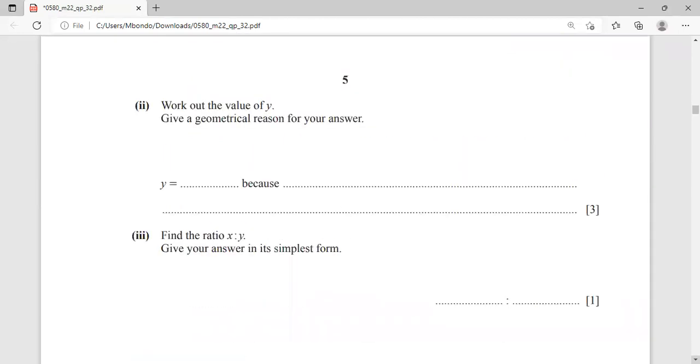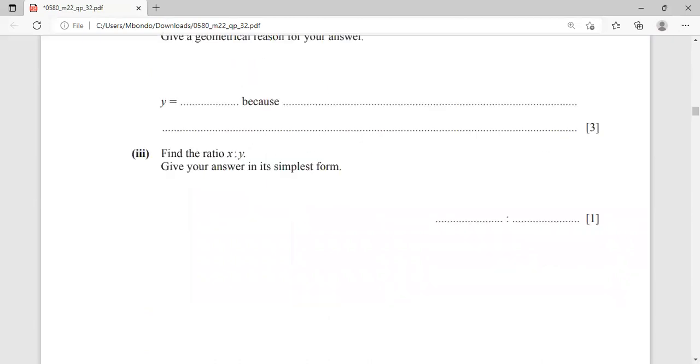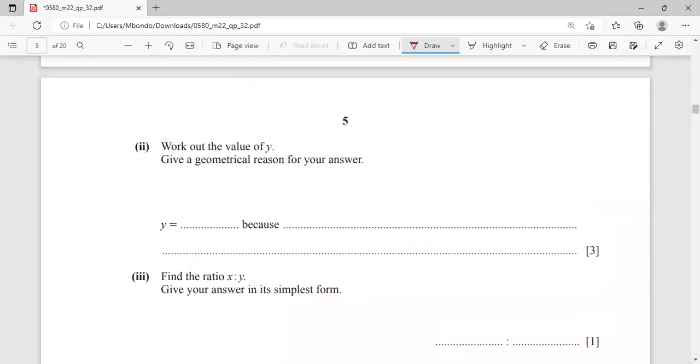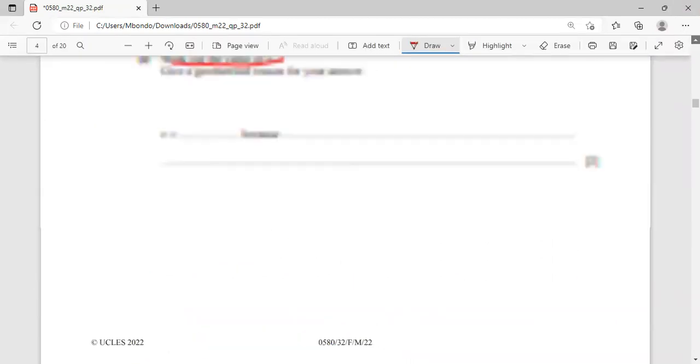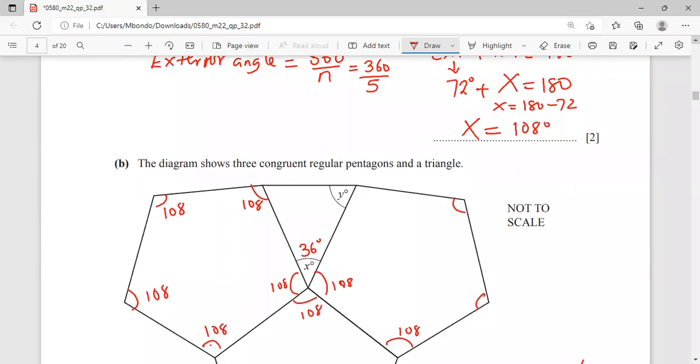Okay. Then there's also this other question here. Work out the value of y. Give a geometrical reason for your answer. Now, you need to remember that we are told that these are pentagons. So if these are pentagons, it means that this side is equal to this side. So when we have that case, it means a triangle called an isosceles has been formed.